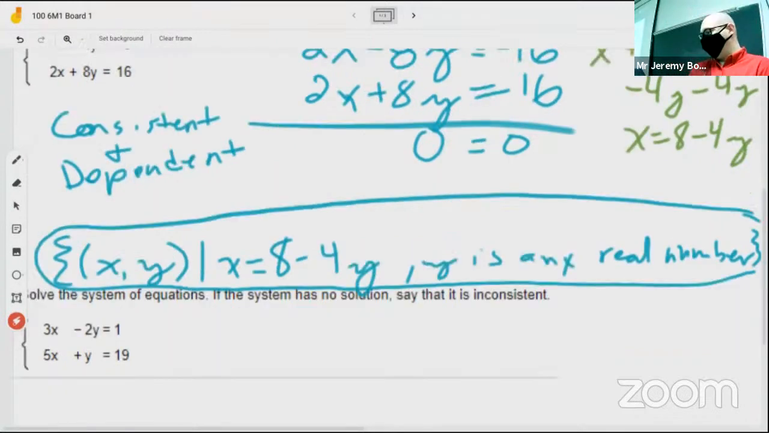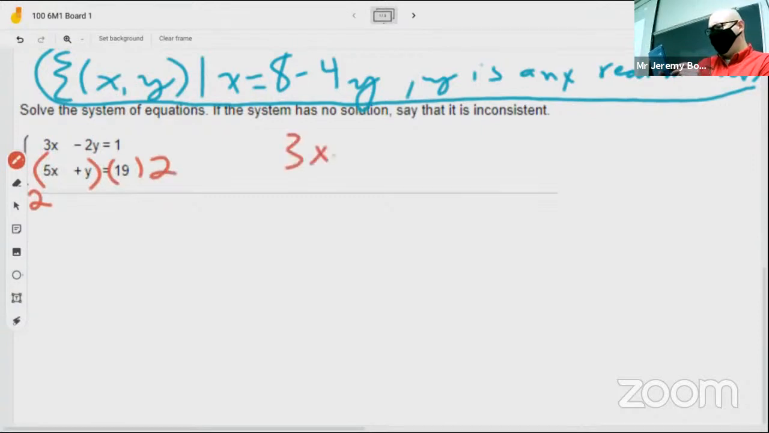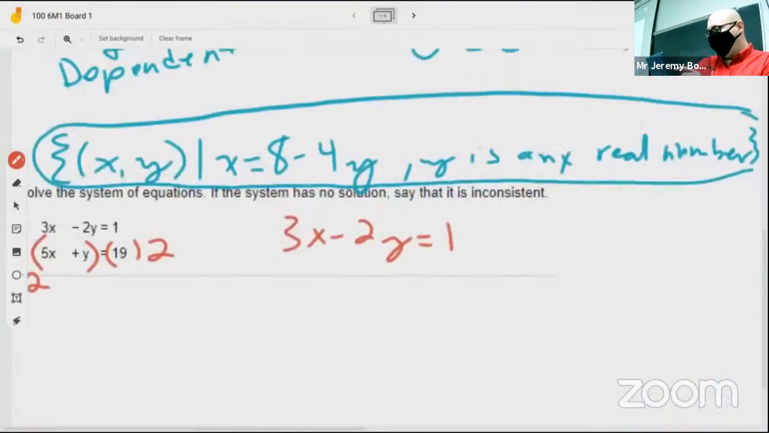Let's go to this third. Oh, this one's pretty set up too. So I would multiply the bottom one by 2, get rid of the y's. So at 3x minus 2y equal to 1. This is kind of similar to the first one, isn't it? No, not at all. And we'll have 10x plus 2y equal to 38.